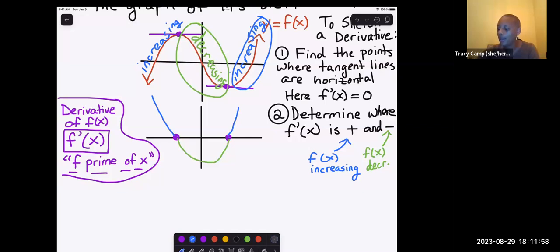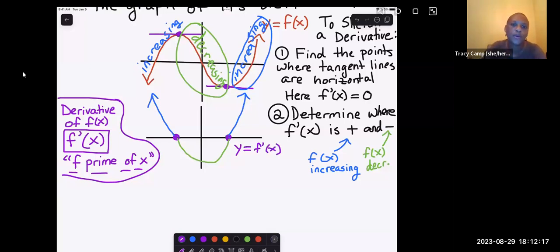So yay, and I'm done. That's my derivative function. This right here represents y equals f prime of x, this entire graph.